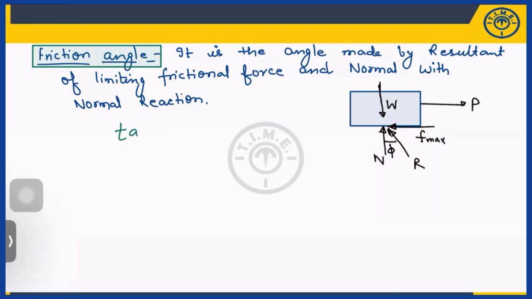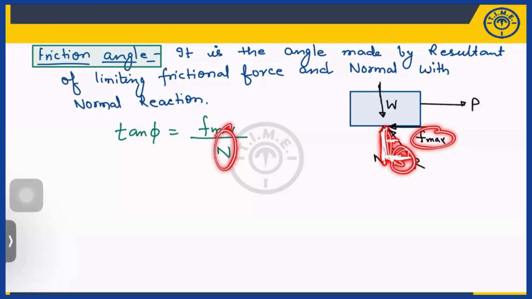So I can write tan phi is nothing but F max divided by the normal reaction. Because if you consider this is F max and this is the vertical, then tan phi is perpendicular divided by base, that means F max divided by N.